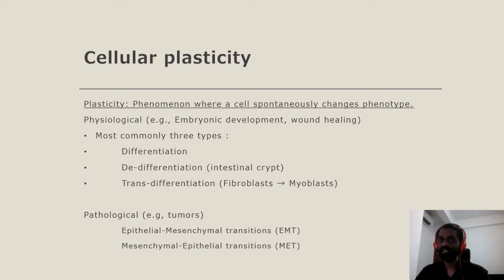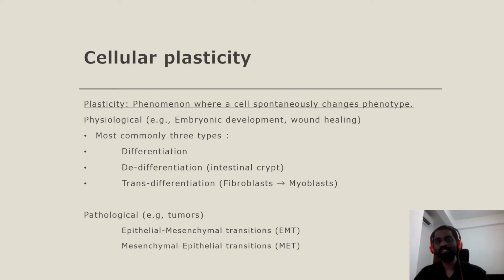Under the physiological conditions, plasticity is most often seen in three different forms. For example, differentiation, where a stem cell can go to a differentiated cell type. Dedifferentiation, which goes in the opposite direction and can be found in selected niches like the intestinal crypt, or transdifferentiation, for example, the case where a differentiated fibroblast gives rise to a new differentiated cell type, for example, the myoblast.